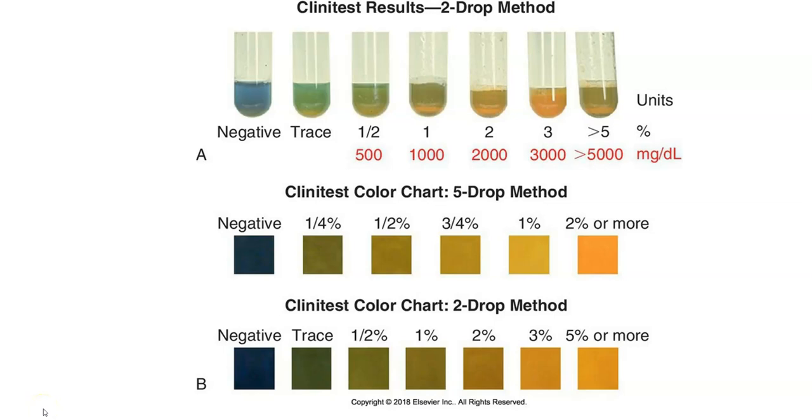This is an example of the results of Clinitest. On the bottom, we have the guide that will be used to interpret the different colors, and on the top you have the actual test. So the tablet is put in a tube, and there's a 5-drop method and a 2-drop method. And what happens is when you add the urine to this tablet, it starts bubbling, and you never hold this in your hand because it produces excessive heat. So depending upon the reducing substances, if any present, we'll get a color change, and it goes from blue all the way to orange to brown.